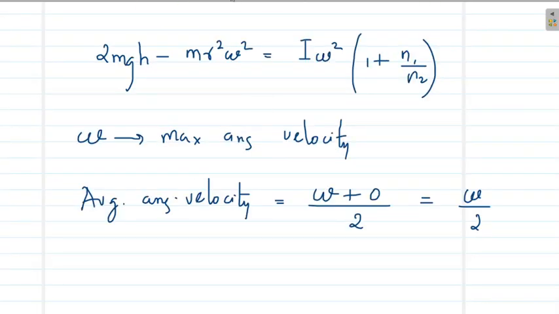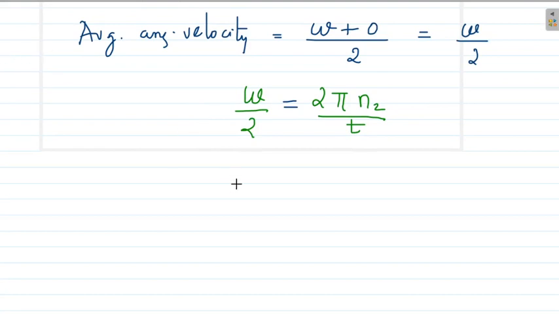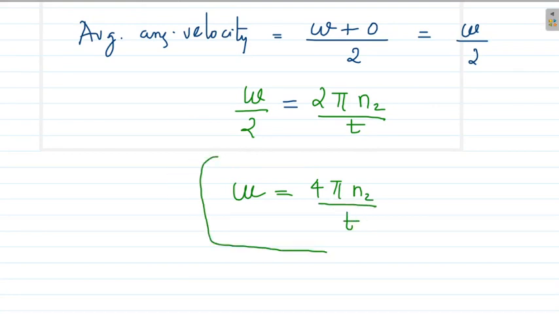So this average angular velocity is equal to 2 pi N2 by T. So equating omega by 2 to 2 pi N2 by T, I can write omega to be equal to 4 pi N2 by T. Now we have obtained an expression for omega also in terms of experimentally observed N2 and T. N2 is counted during the experiment as the number of rotations, and T is the time recorded on the stopwatch corresponding to N2 rotations.